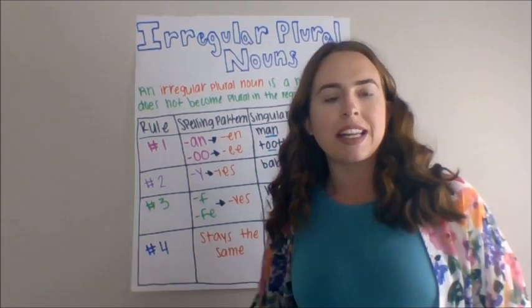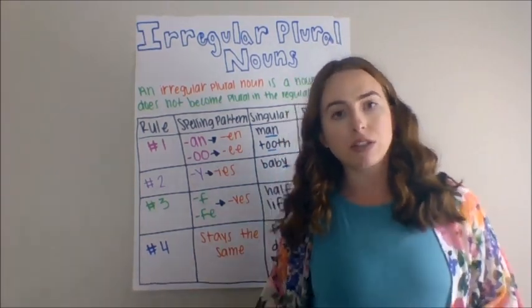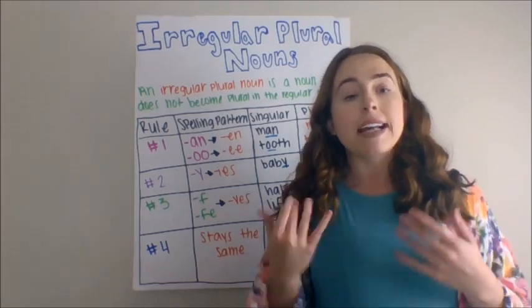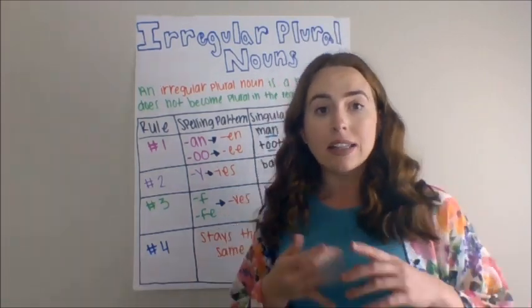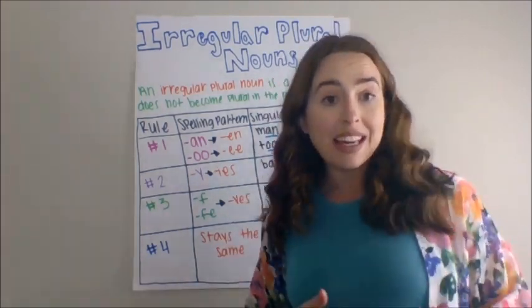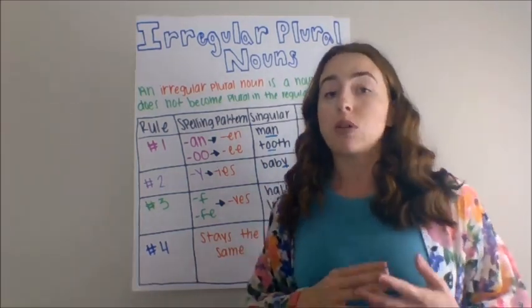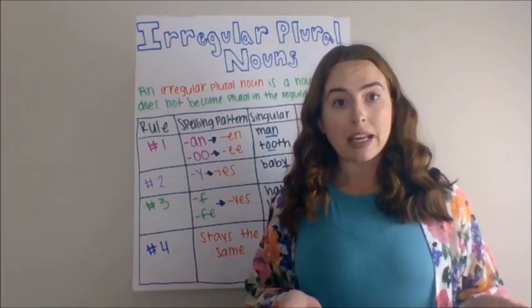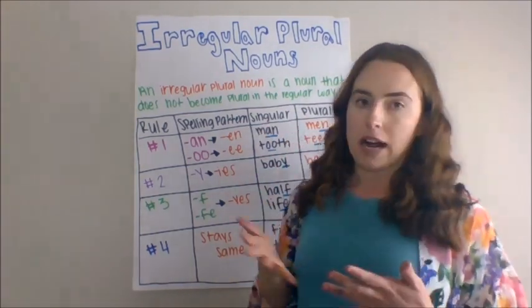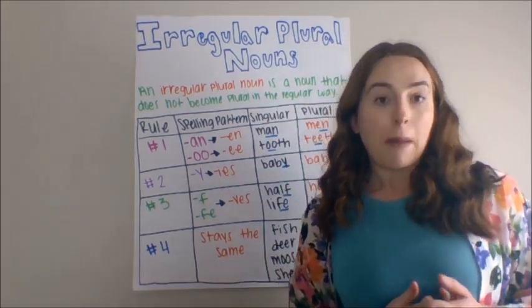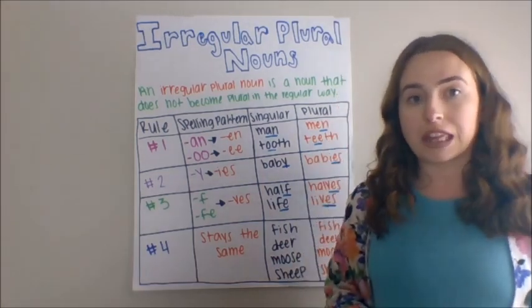But before I tell you what an irregular plural noun is, I want to review with you what a noun is. A noun is a person, place, or thing. So a singular noun would be one person, place, or thing, such as a man. A plural noun is more than one person, place, or thing.